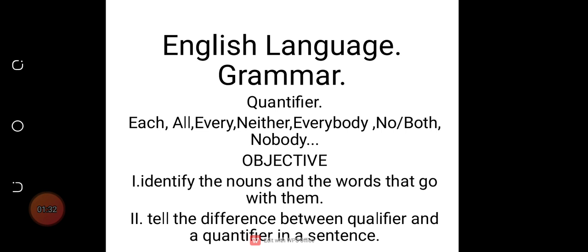But for our lesson today, we are going to strictly look at just three of these. That is, we are going to look at each, all, every. All right, so before we proceed with today's lesson, let us have a flashback on what we did last two weeks.